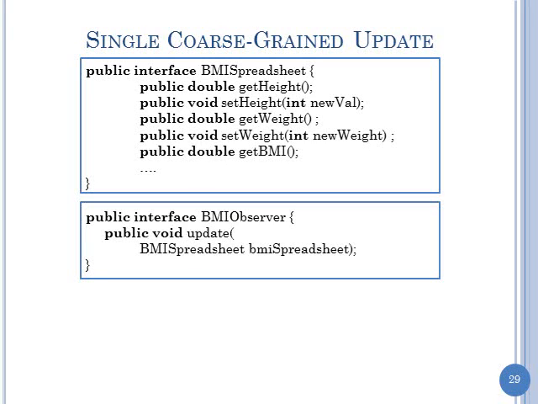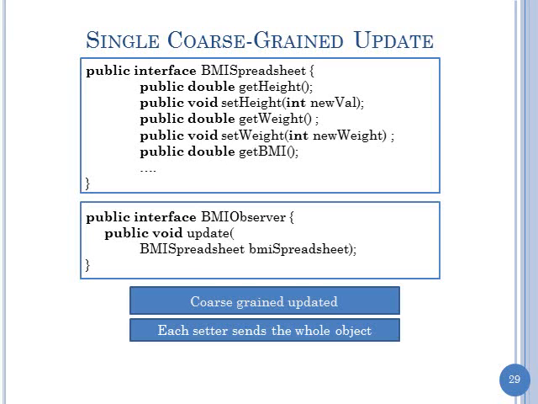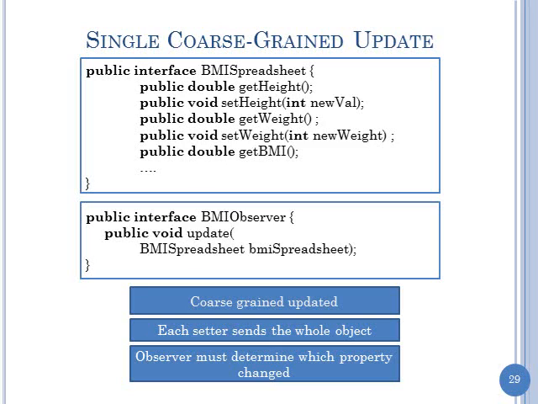Okay, so that's kind of complicated. That's kind of inefficient. So this is coarse-grained update. Okay, so each setter sends the whole object, and observer must determine which property changed. Okay.